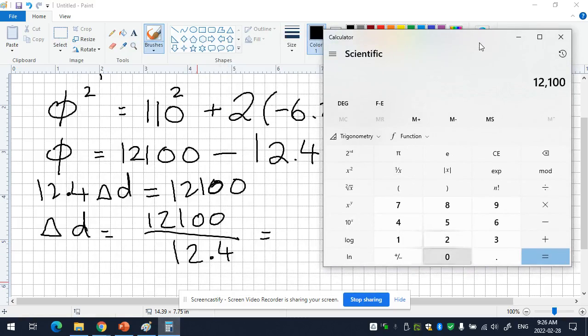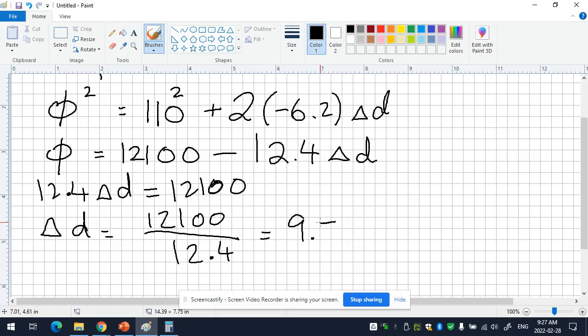Well, 12100 divided by 12.4. Now we are talking about 2 sig figs. So let's put this in scientific notation first. So obviously this would be 9.76, because this 8 would bump this 5 to a 6. So 9.76 times 10 to the 2. In what unit? It's a distance. It's a space. So it's standardized so far, so it's in meters. Now, how many sig figs do I have here? I need 2.